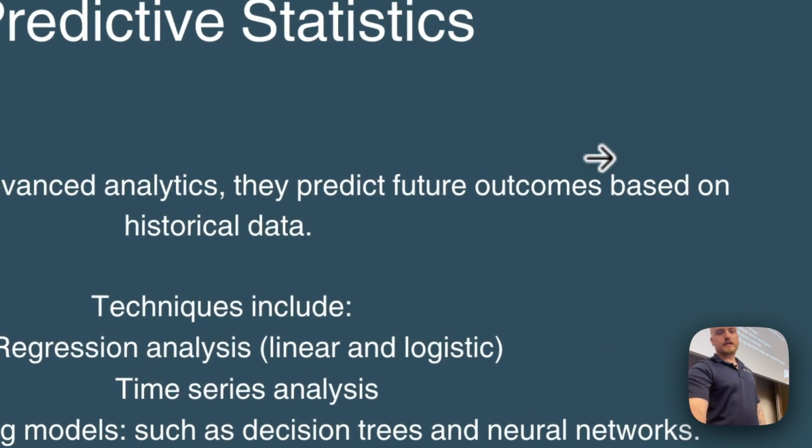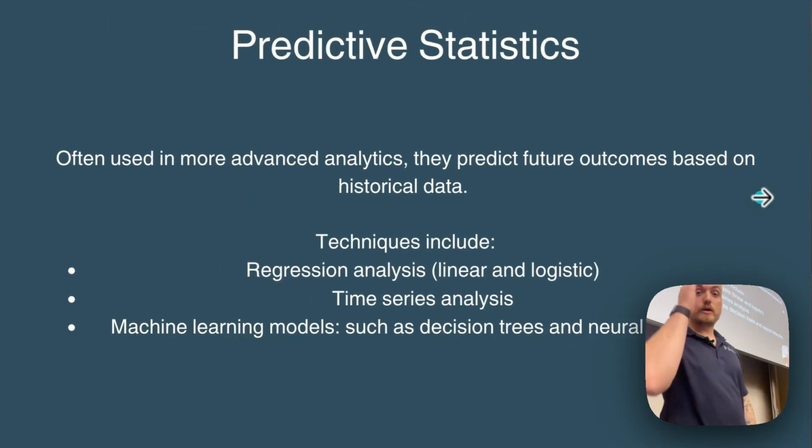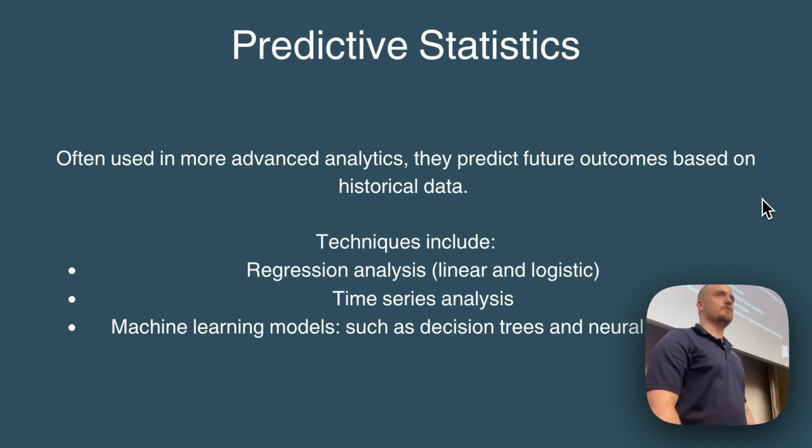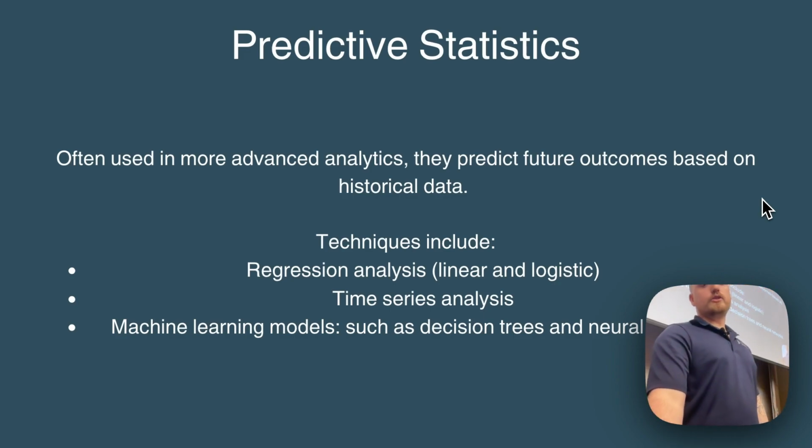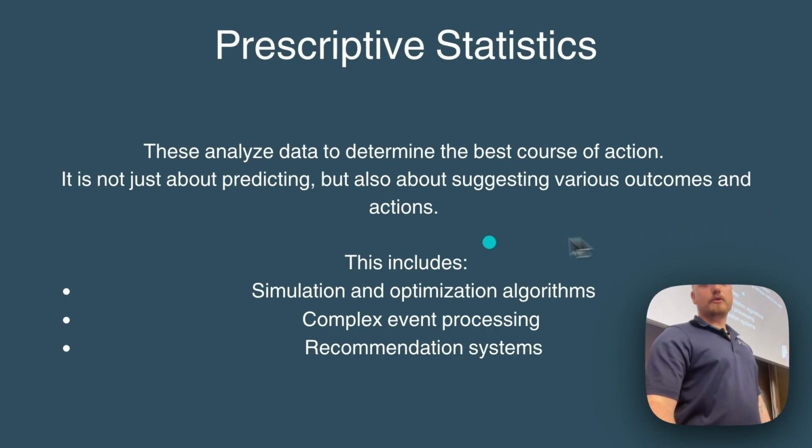So predictive statistics, more advanced analytics, predict future outcomes: regression, time series, machine learning models, XGBoost. XGBoost, the only one you really ever need to know anyway. If anyone tells you need to know something different, you don't. Just XGBoost and be done. Or linear and logistic regression. That's like there's 3. That's it. There's no more.